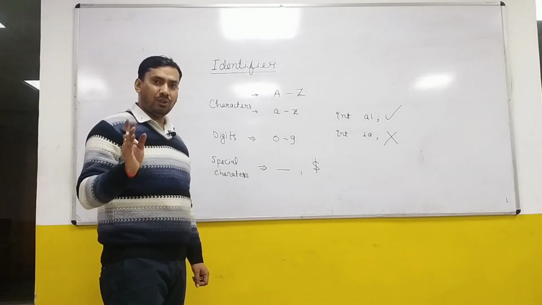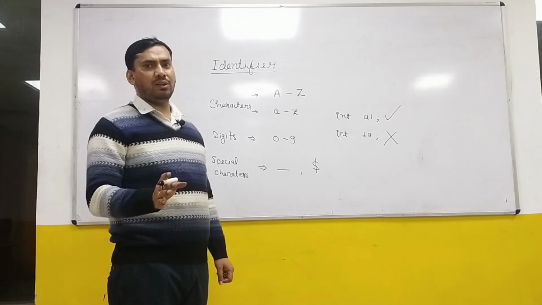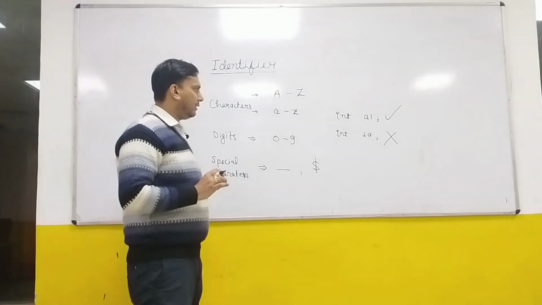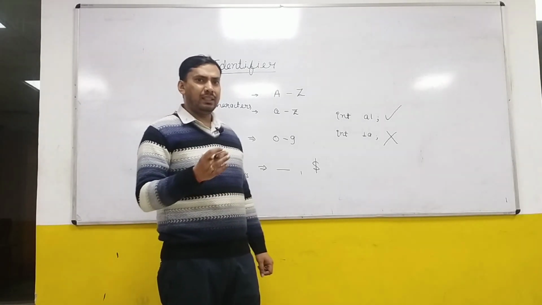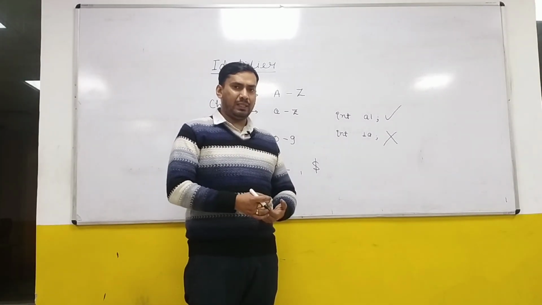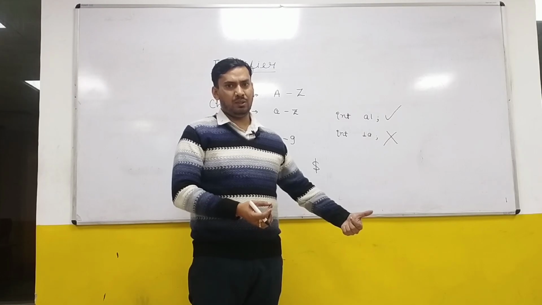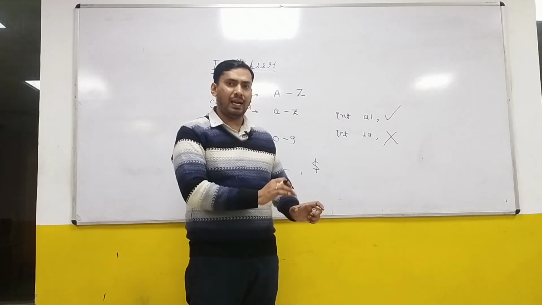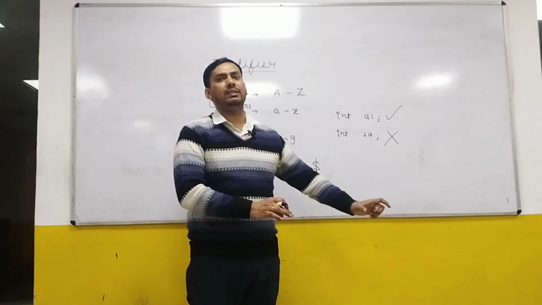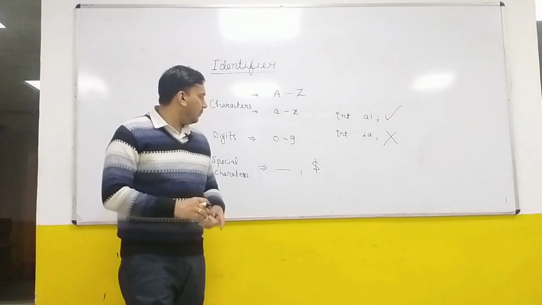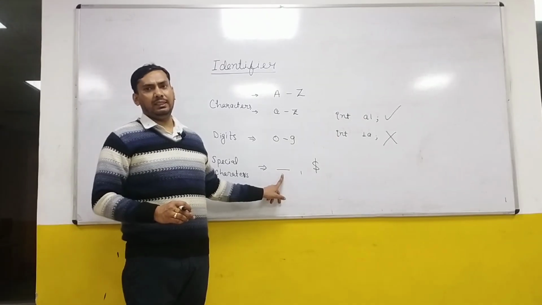Second thing, which is not illegal right now, but it is giving you a warning. The second identifier rule which is giving you a warning nowadays, but later on it may be a compilation error. So currently it is giving you the warning that this is allowed currently, but later on it can be deprecated. So what is that? Using only underscore as an identifier.